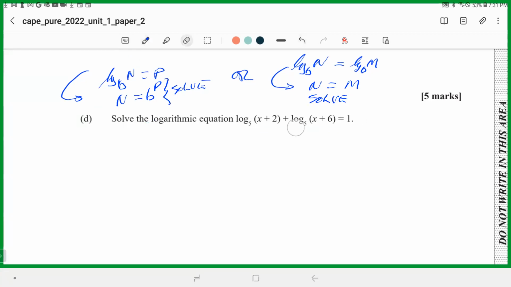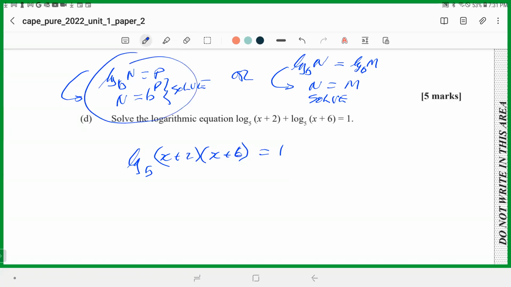All right. Laws of logs now. You have to know the laws of logs. So the plus there: when you add logs, it becomes the log of the product, doesn't it? See that? It becomes the log of the product, right? So this then becomes, first, log to the base 5 of x plus 2 times x plus 6 equals 1. Don't we? We reach this already, you know. Pure maths system, we reach this already.